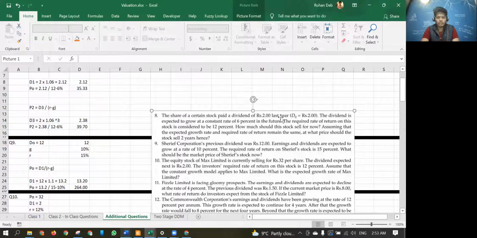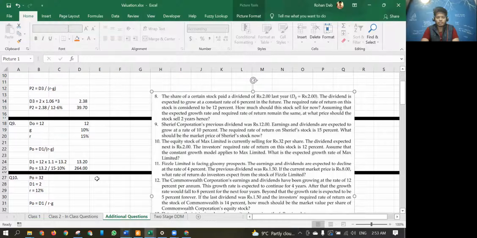So this is question number 9. If you have solved it, it's very similar. You can find the solution. In case there is any discrepancy, please let me know so that I can correct them.